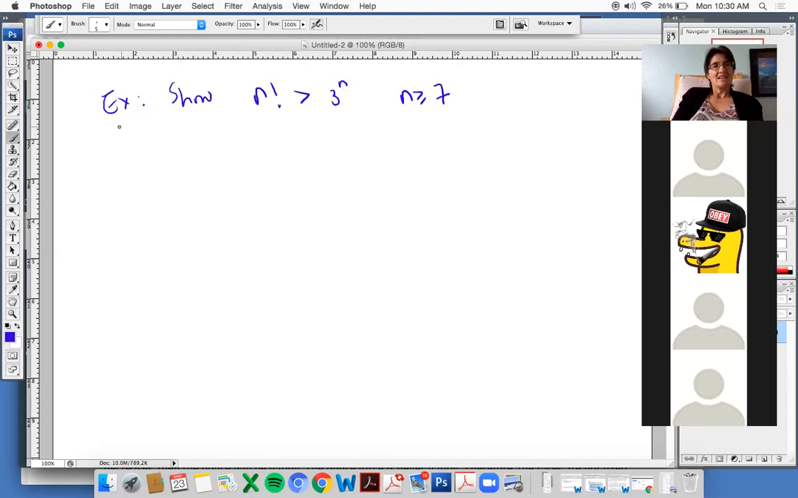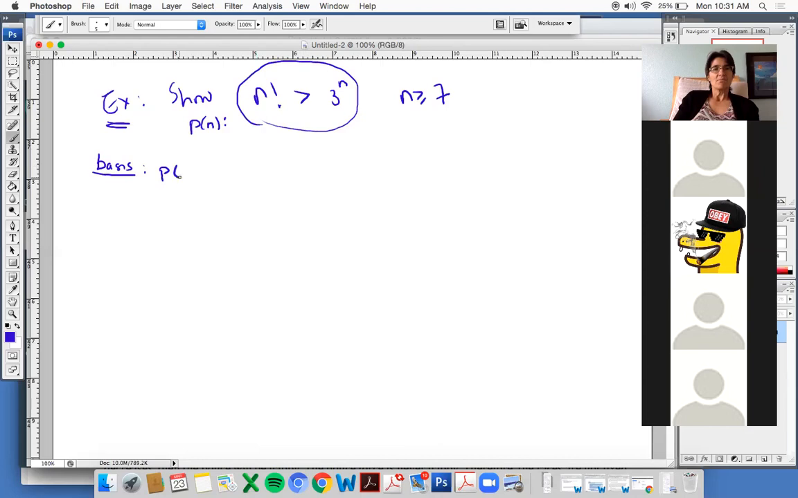All right, so this is the second type of problem that's really good with induction proofs: showing that inequalities hold. All right, so let's look at the basis step. Okay, so this right here is my proposition, my P of n proposition. The basis step is P at the lowest value of n that we're given or that we're interested in. And in this case, it's 7, okay?